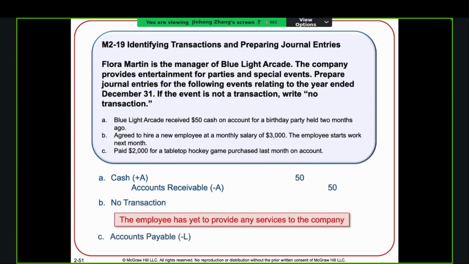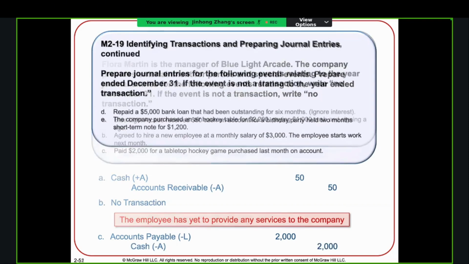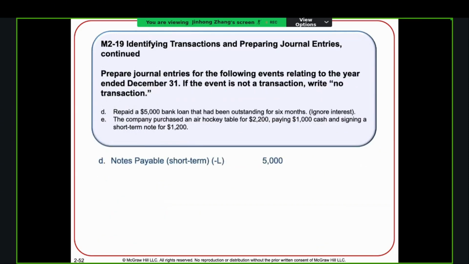Paid $2,000 for a tabletop hockey game purchased last month on account. Okay, on account means at that time when it was purchased, you increased the tabletop game and accounts payable. Now you reduce the accounts payable and reduce cash. That's it, right? So I think you get it.